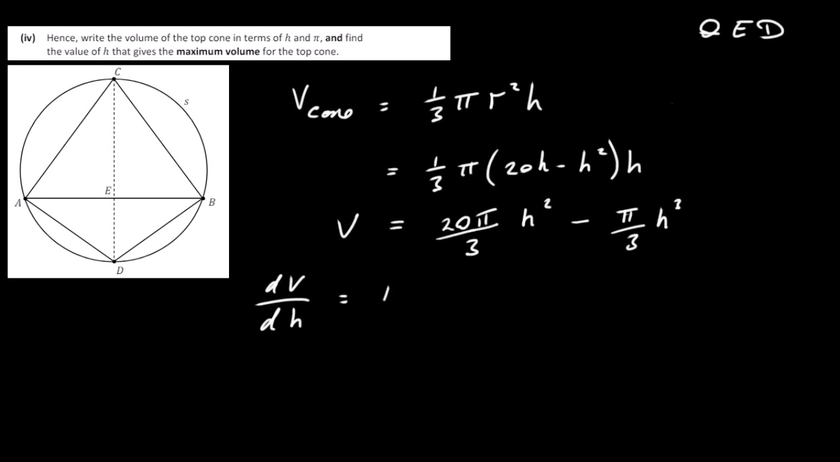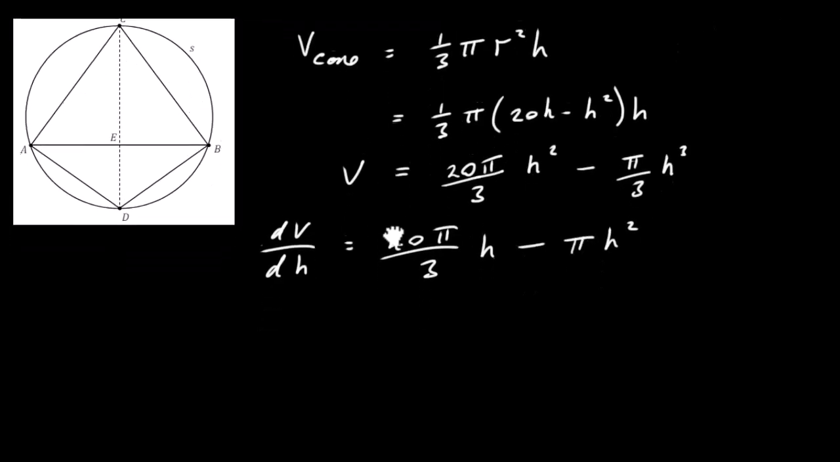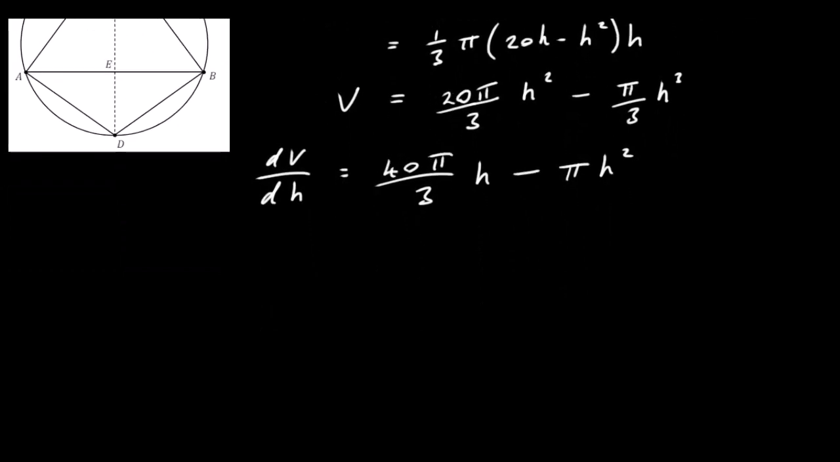So 2 20s, 40π over 3 times h. Same here, take the 3, bring it down, reduce the power by 1. The 3 will cancel with this 3 here, and we'll just be left with π h squared. So that's our derivative. Now we let that equal 0 to find our maximum and minimum. So we have 40π over 3 h minus π h squared equal to 0.